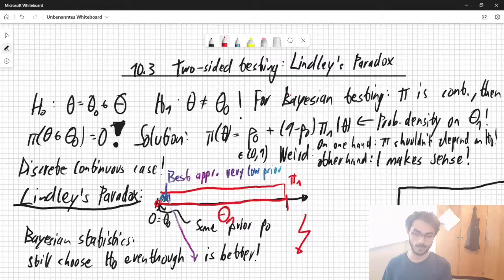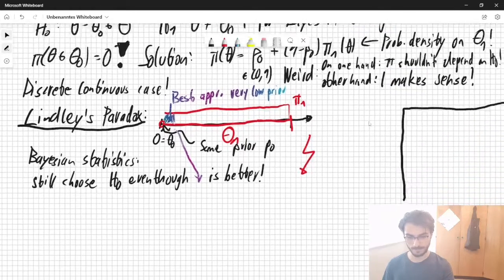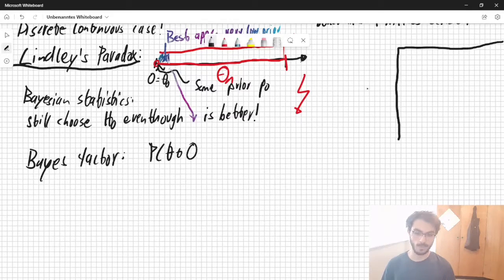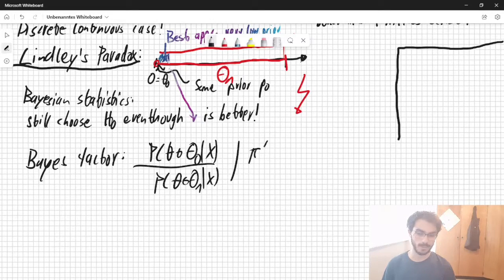And I also show you a study where they talk about how to choose priors for these two-sided cases or more general cases. One thing I want to note is that for Bayes factor, this is actually very nice. Because the Bayes factor, remember, it's the posterior probabilities, their ratio divided by the ratio of the prior probabilities.